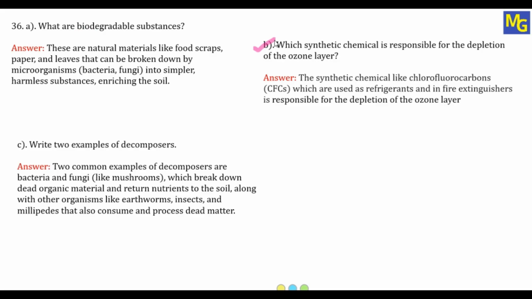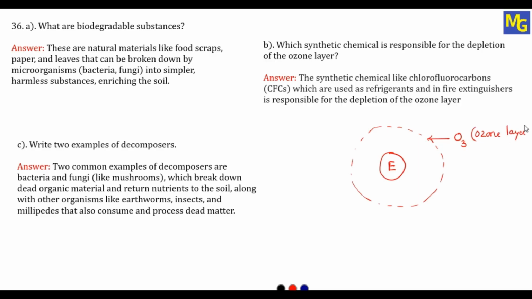Now we will see B. Which synthetic chemical is responsible for the depletion of the ozone layer? So what is the ozone layer? Ozone is nothing but the O3 molecule, which is called the ozone layer, and it is the layer present beside the earth in the atmosphere. If this is the Earth, then in the atmosphere, at some far distance from the Earth, there is one layer present which is called the ozone layer. Ozone, the formula is O3. So this is called the ozone layer, and this ozone layer will help the Earth.